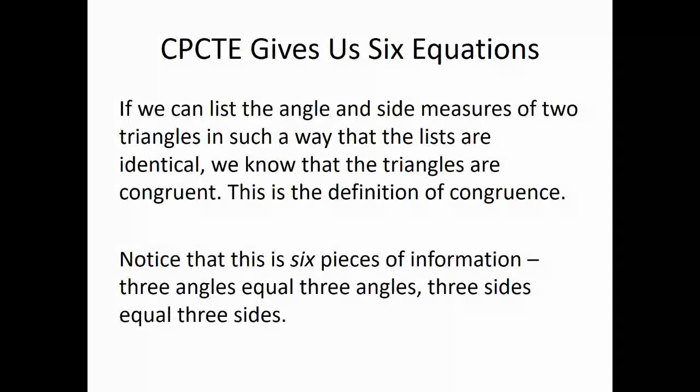Now, just a quick reminder, we saw this a moment ago. If we know that two triangles are congruent, that's really 6 equations, right? It says that every angle of one is equal to an angle of the other. That's 3 angle equations. It says that every side of one is equal to a side of the other. That's 3 side equations for a total of 6 equations, 6 pieces of information.